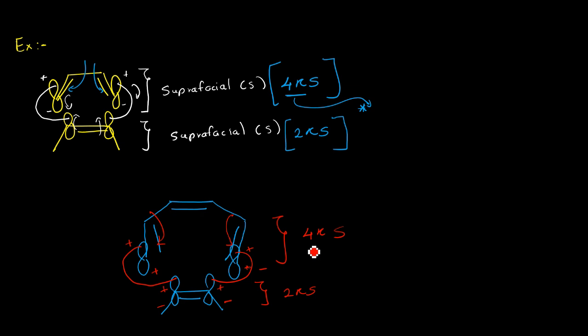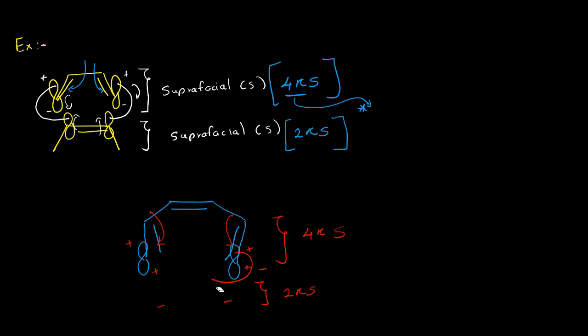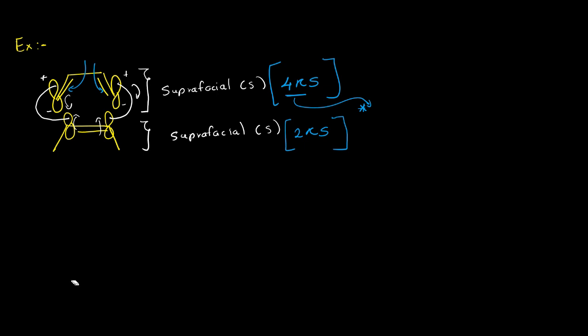So I hope you got the idea, right? Okay, let's move on to the last example. What about this? Now the first thing we have to do here, these are the two orbitals. These are the two orbitals here. Now the interactions are like this.